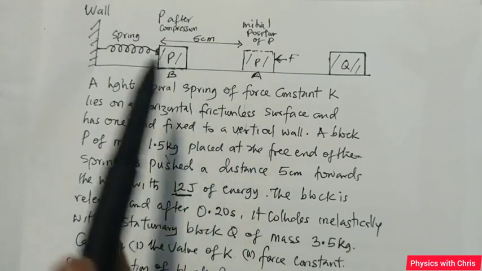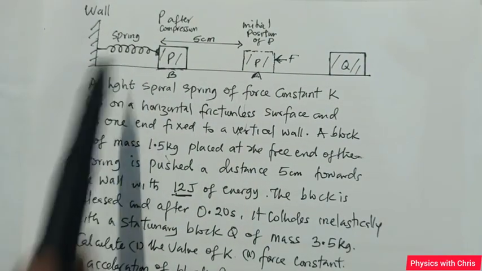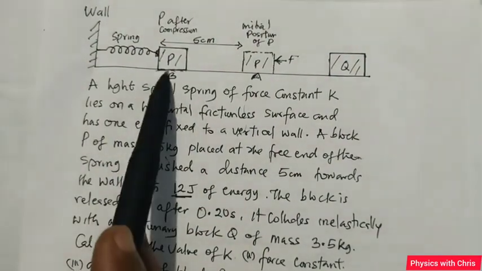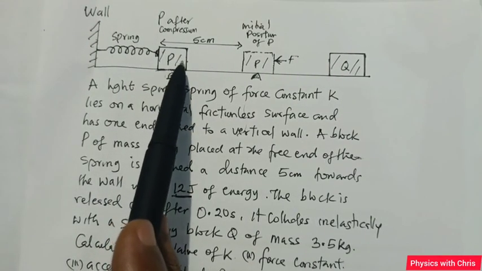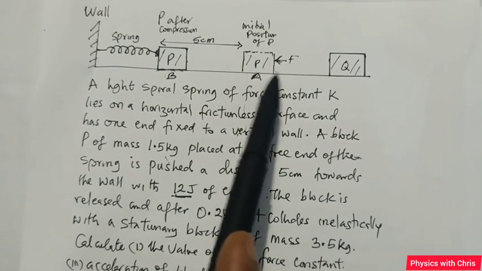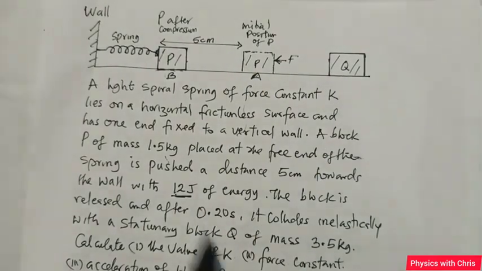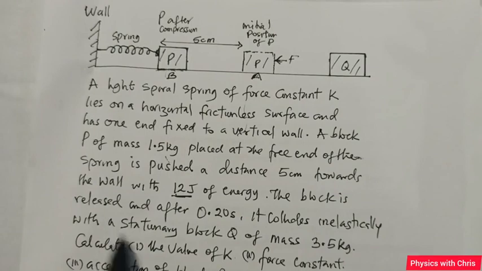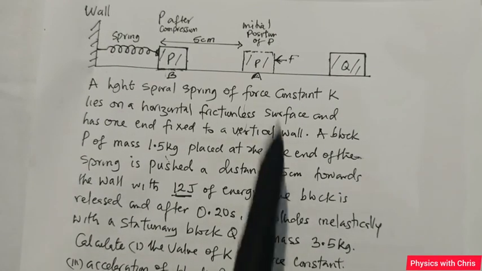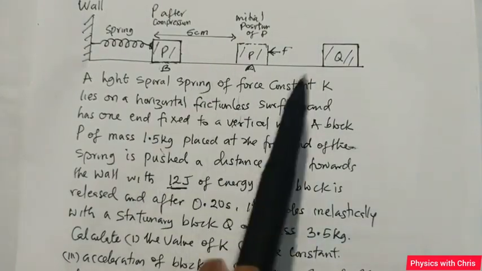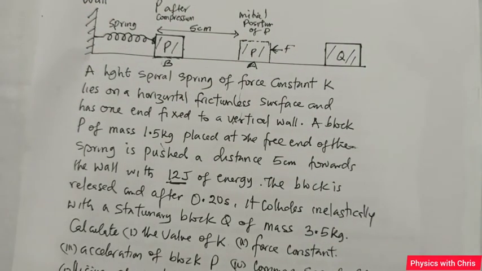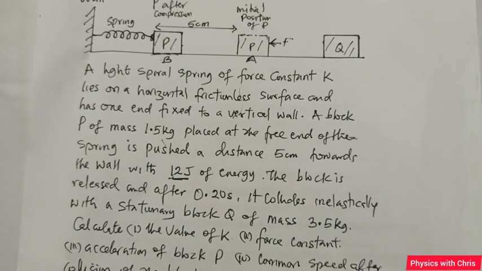It moves backward because the energy that was transferred to this spring will have to do some work on the block once the block is released at this point, and that is to push this block past the original position until it collides inelastically. You can see that now it collides inelastically with a stationary block Q of mass 3.5 kilogram. That is the mass of this block Q. And after the collision, of course, since it's inelastic, some form of energy is lost, like kinetic energy is not usually conserved in an inelastic collision.